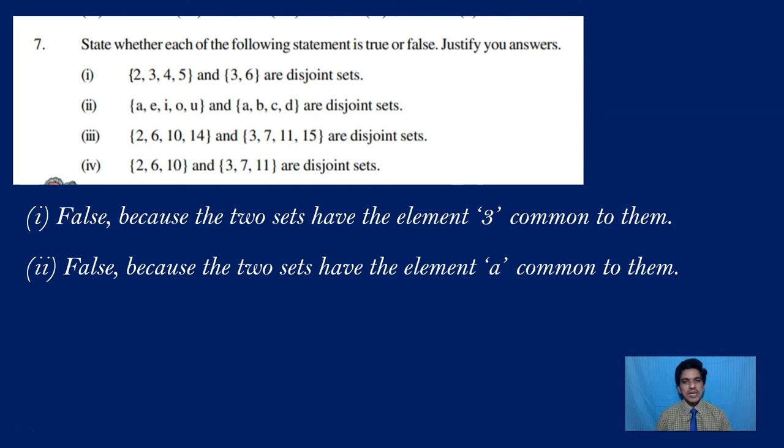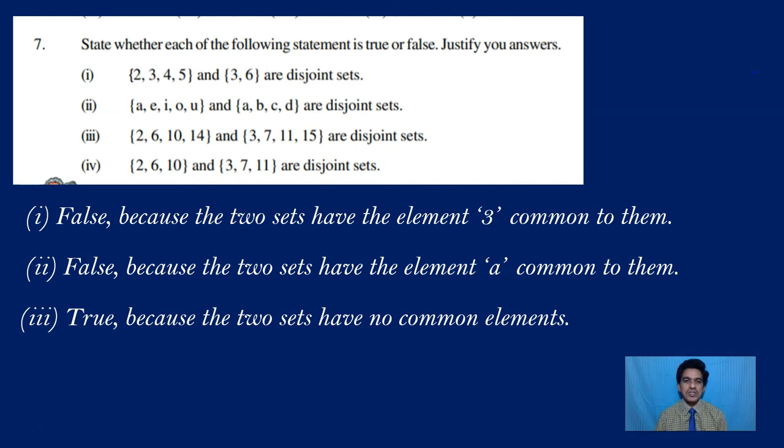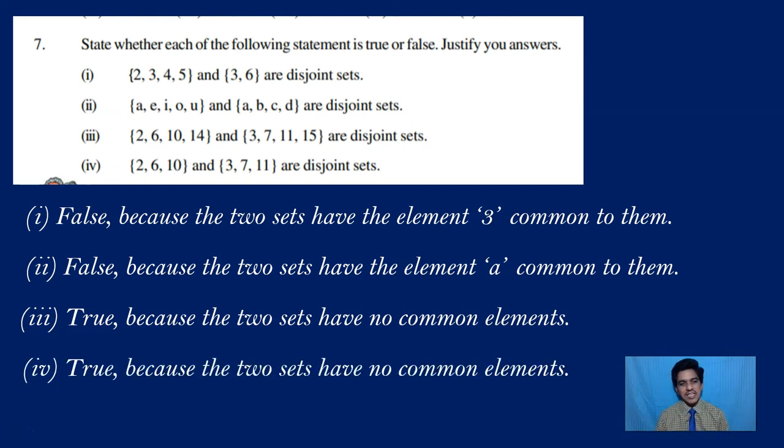Now look at the next one. Set of 2, 6, 10, 14 and set of 3, 7, 11, 15 are disjoint. It is disjoint because they don't have any common elements. So these two sets are disjoint. So the statement is true because they don't have any common elements. Next one. Set of 2, 6, 10 and set of 3, 7, 11 are disjoint. Once again, the two sets have no common elements. So we can say that the statement is true because the two sets have no common elements. They don't have any elements in common. So they are disjoint. That means the given statement is true.